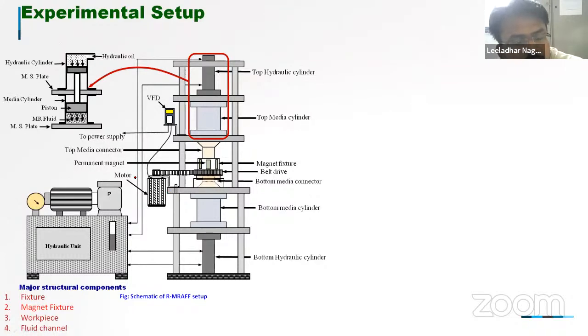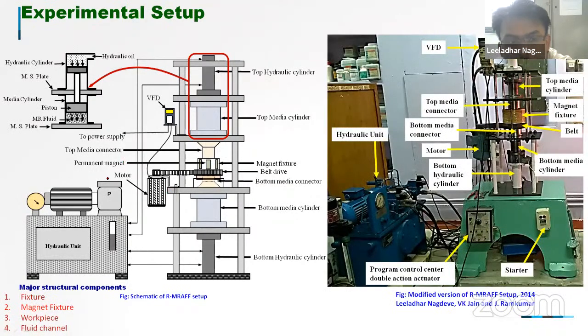So this is the experimental setup as I have already shown to you. Once again, this is the photographic view of the setup, where you can see the top media cylinder, bottom media cylinder. Sorry, this is the bottom hydraulic cylinder. This white color is the bottom hydraulic cylinder, this white color is the top hydraulic cylinder, this is the top media cylinder, the bottom media cylinder, and in between we will have the fixture. So here I am keeping my magnetic fixture, and inside that I am placing the joint that we have developed in previous slides. So this is all about the setup.